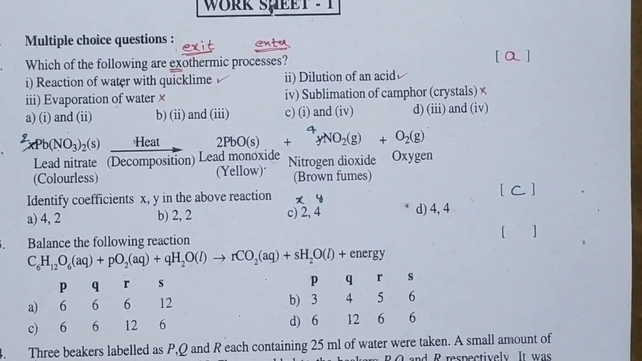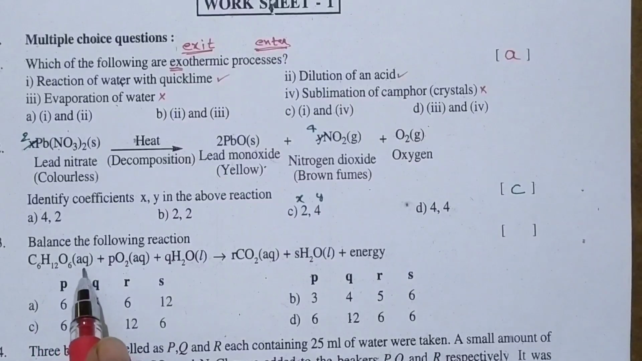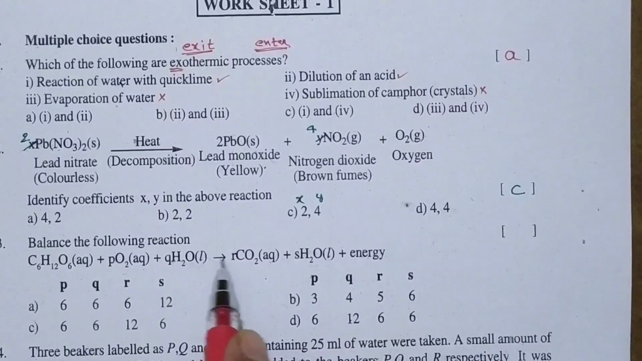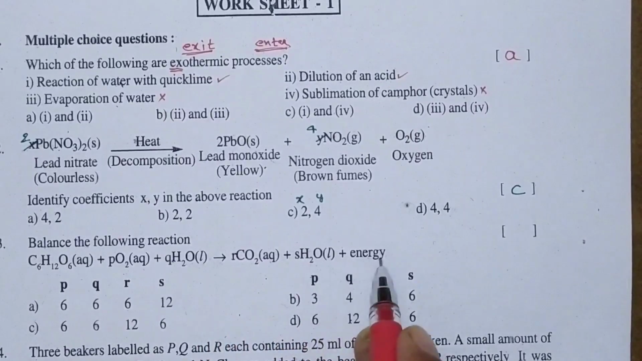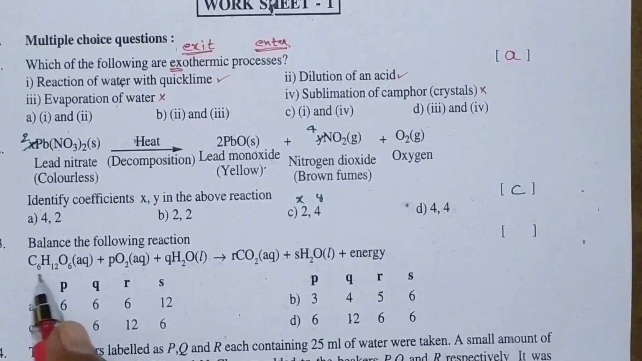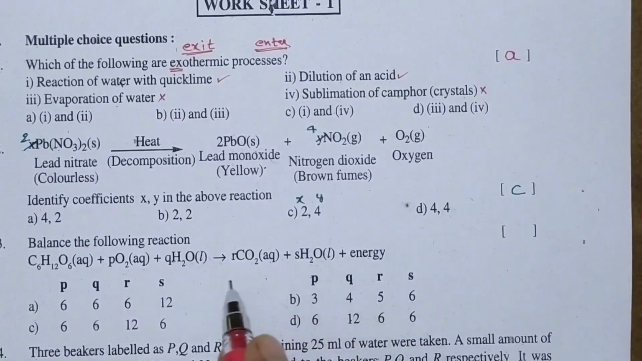Balance the following reaction. C6H12O6 aqueous plus P times O2 aqueous plus Q times H2O liquid gives rise to R times CO2 aqueous plus S times H2O liquid plus some energy. Here, instead of wasting our time by balancing, let us use these given options. Let us start from 1.